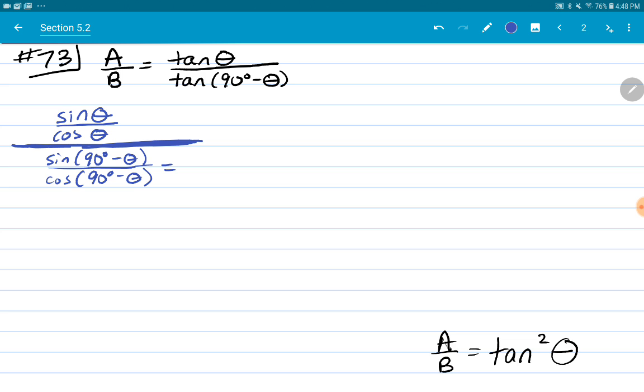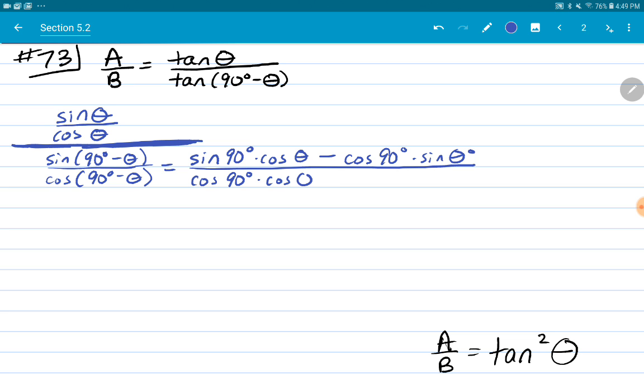But the denominator, I can apply the difference identity. So I will do that with sine and cosine. That would be sine of 90 degrees times cosine of theta degrees minus cosine of 90 degrees times sine of theta degrees, over cosine of 90 degrees times cosine of theta degrees plus, we use a different sign for cosine, sine of 90 degrees times sine of theta degrees.